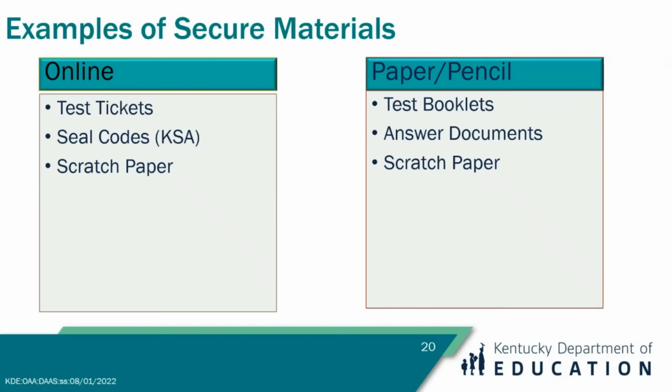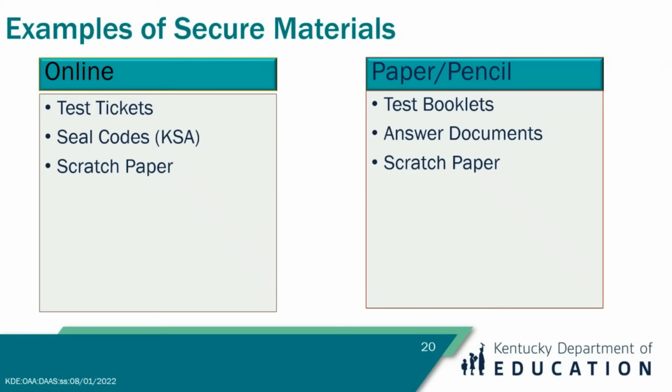If you are dealing with a paper pencil test or accommodated test kits, you will have test booklets containing test questions and answer documents to secure. Sometimes the test booklet and answer documents are combined into one booklet. Scratch paper is available to students when testing online and in paper pencil testing formats. Scratch paper is considered a secure material since test questions or answers could be gleaned from these papers.